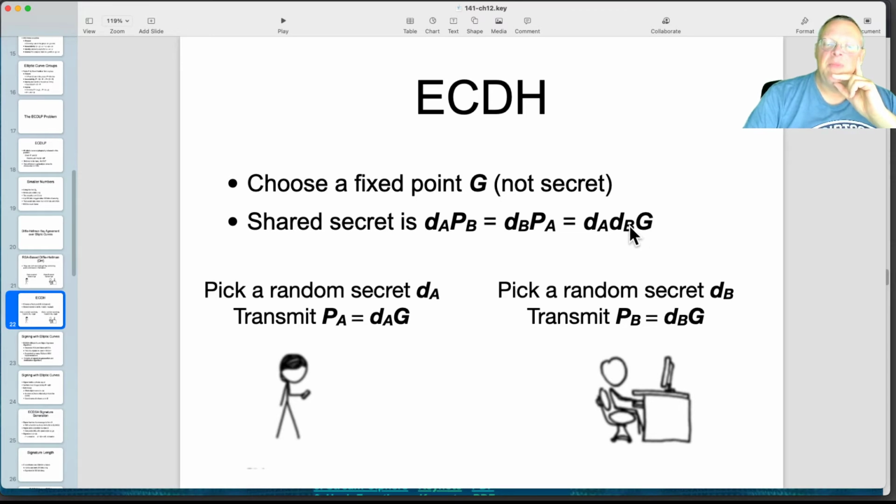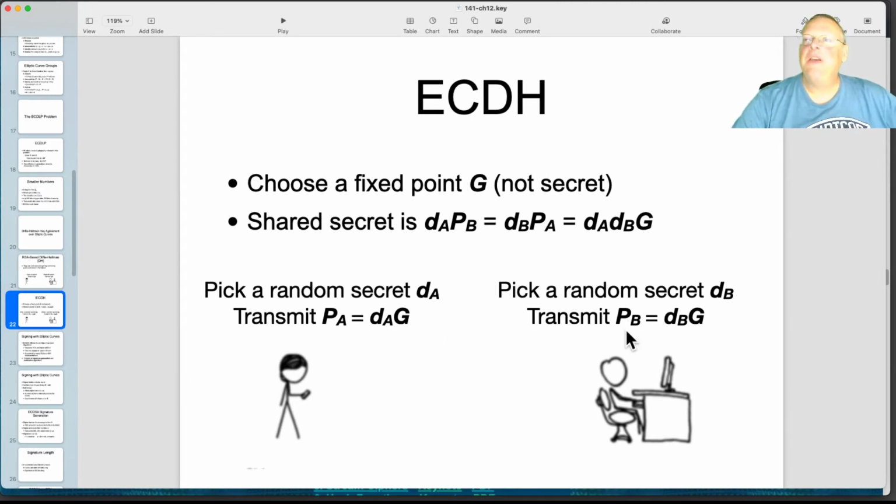I can multiply DB times G and then multiply by DA, or I can multiply DA times G and then multiply by DB, and we'll get the same answer. So now we have agreed on a shared secret, and the stuff we have sent over the wire is the public keys, and because the discrete logarithm problem is hard, nobody can figure out the private keys from the public keys. So the logic is just the same as RSA. These all are very much the same.